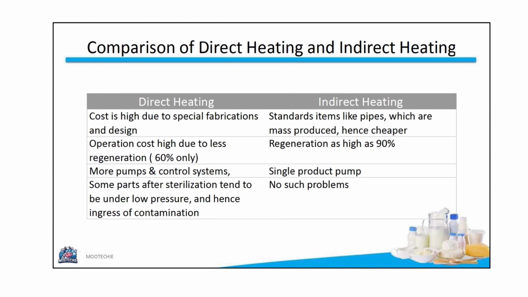In terms of cost, direct heating systems are more expensive due to special fabrication and design. They have higher operating costs because regeneration is lower, around 60%. They require more pumps and complex controls. There is also a risk of contamination in parts under low pressure after sterilization.